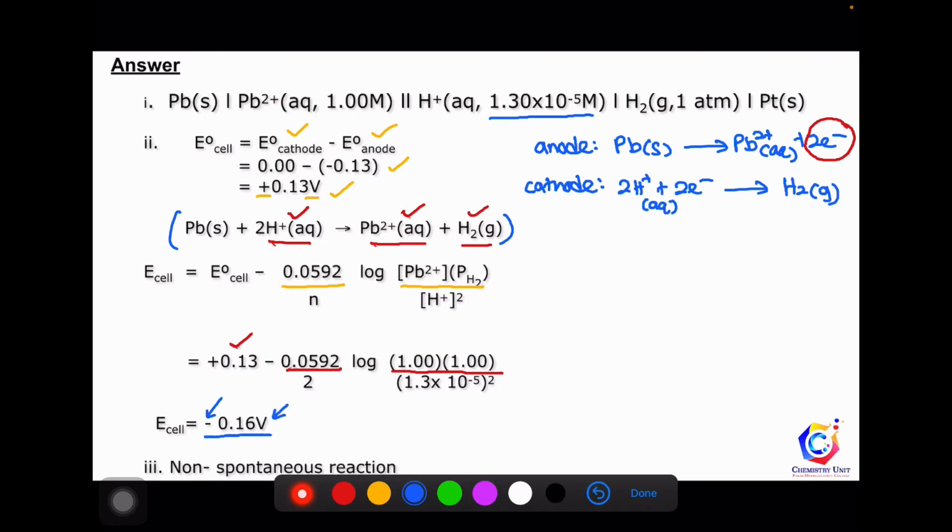For the final question, you are required to predict the spontaneity for this reaction. Since the E cell value is negative, therefore the reaction is non-spontaneous. You can include an explanation together because E cell value is negative. Now let's move on to the next question.